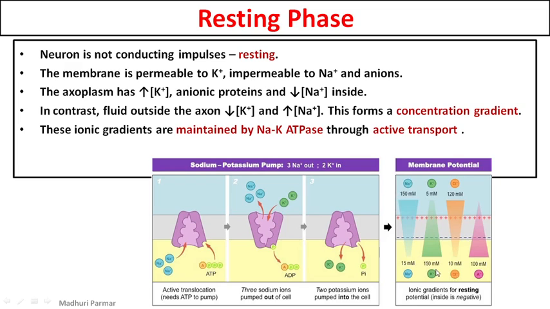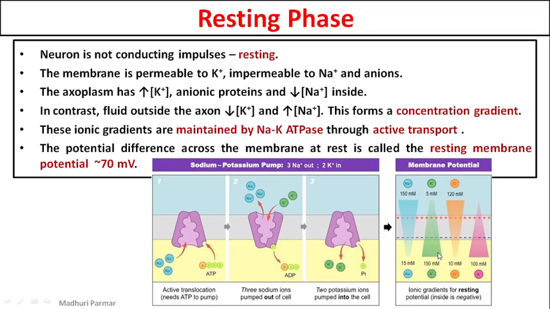How is this maintained? Fine. And of course it requires energy. You are pulling and pushing them against their concentration gradient, doing work, so you will need energy, and this energy you get from ATP. So this is called active transport. Active transport means you are transporting, but you are using energy. Now these sodium potassium pumps maintain these ionic gradients.